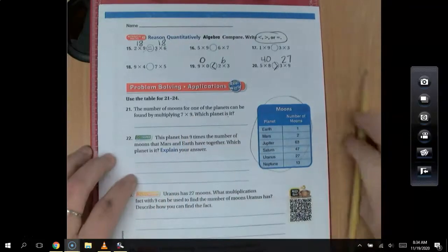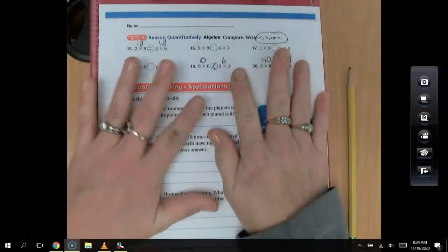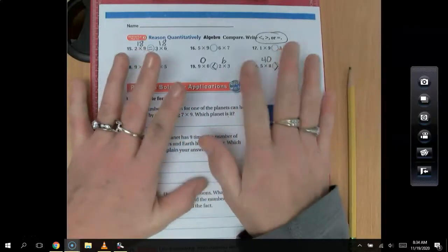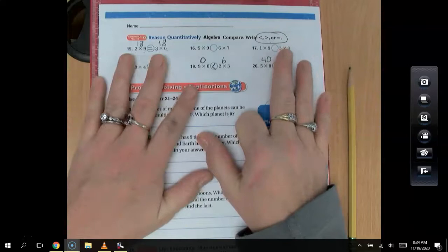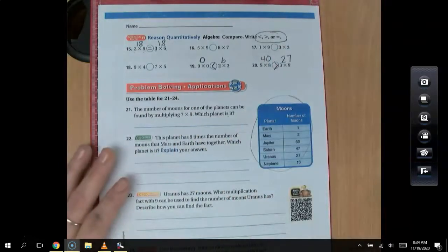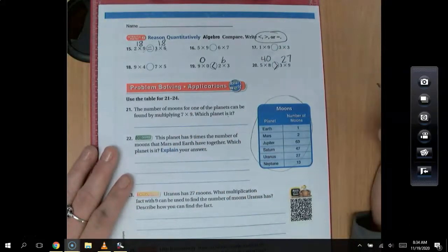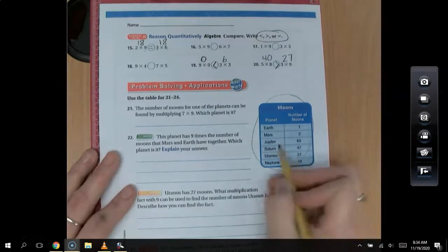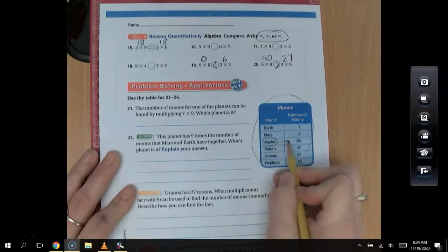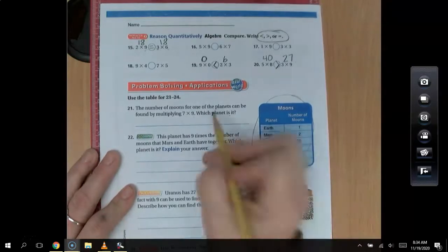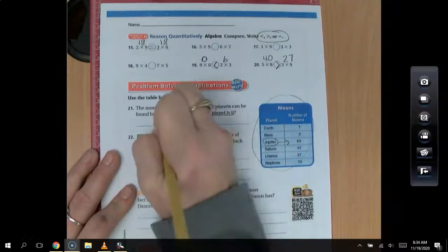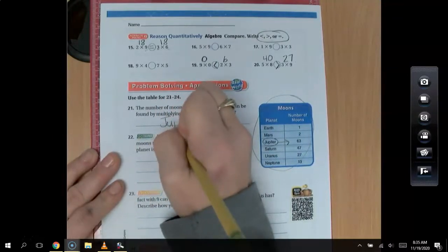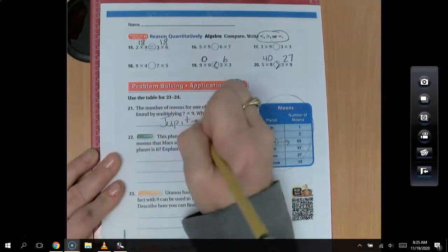If you don't know what 7 times 9 is, do your 9s trick. 1, 2, 3, 4, 5, 6, 7. What is 7 times 9, boys and girls? 7 times 9 is 63. Do you look at your chart? Do you see any moons or any planets that have 63? Yeah, Jupiter. Jupiter has 63 moons. So it says, which planet is it? Well, it's Jupiter.